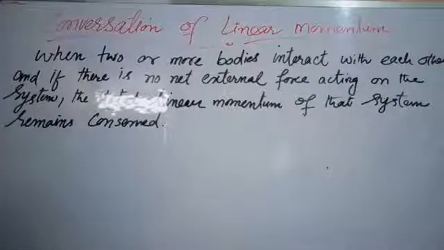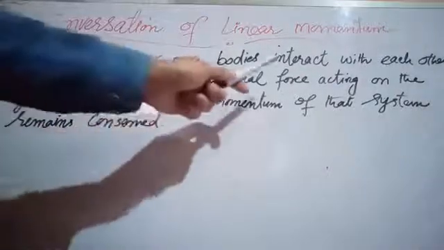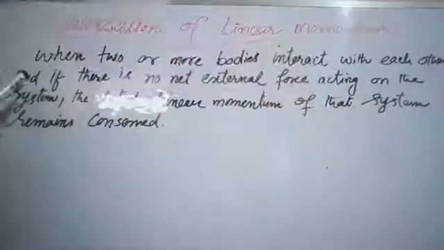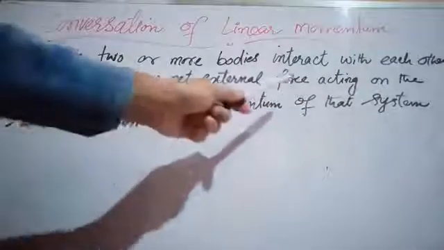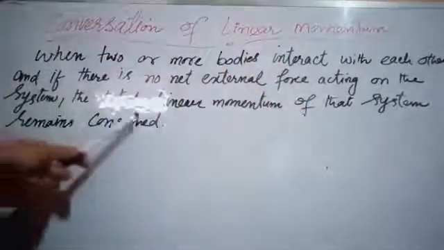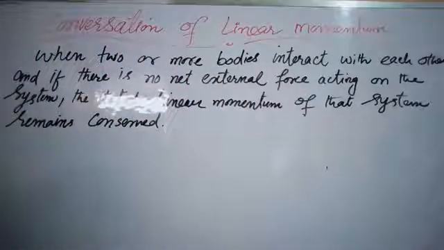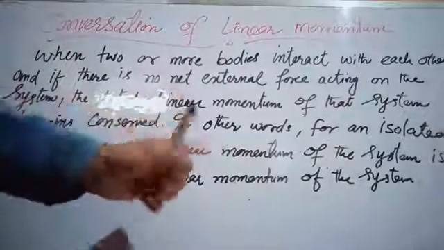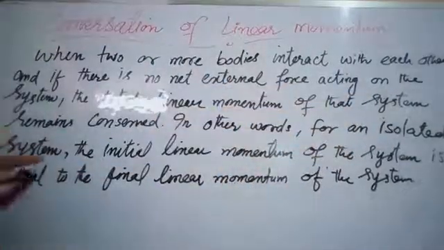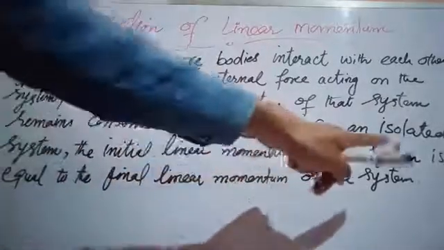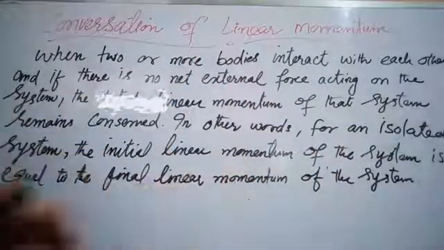Welcome back again. Today our topic is conservation of linear momentum. According to this law, when two or more bodies interact with each other, and if there is no net external force acting on the system, the total linear momentum of that system remains conserved. In other words, for an isolated system, the initial linear momentum of the system is equal to the final linear momentum of the system.